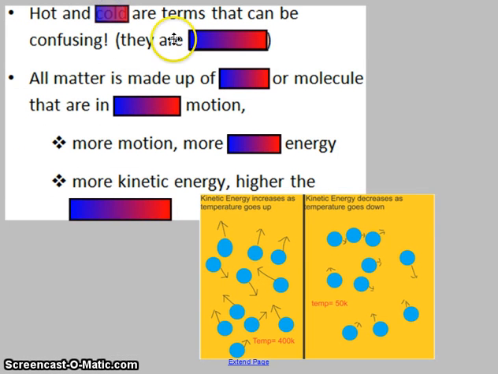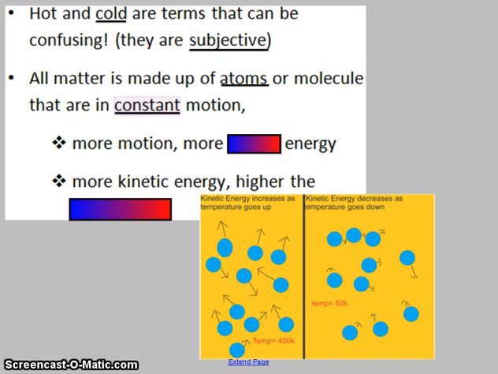Hot and cold are terms that can be confusing. They're very subjective. What may be hot or cold to one person is not to another. All matter is made up of atoms or molecules that are in constant motion. We discussed this before in Chapter 2. More motion means more kinetic energy, and more kinetic energy means higher temperatures.